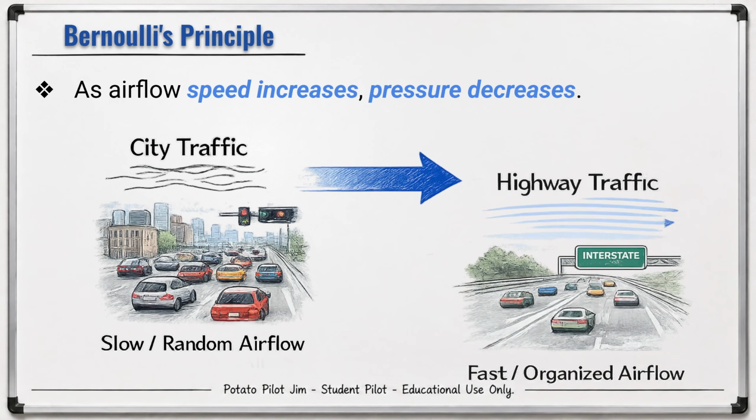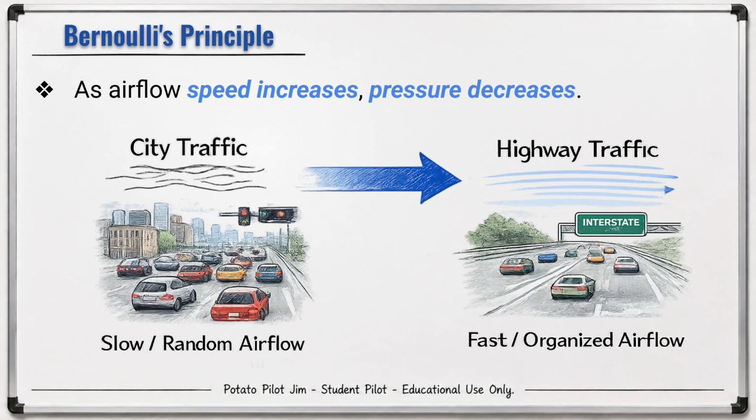Compare that to traffic moving smoothly down a highway. The cars are traveling much faster, but they're also moving in a more organized direction. Air behaves in a similar way. As airflow speeds up, it becomes more organized and exerts less pressure against the surface it is flowing across.